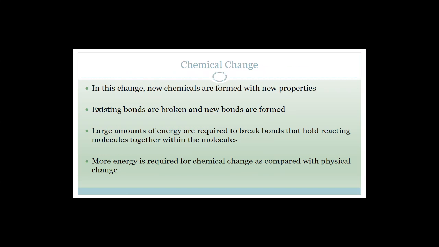Right, chemical change. Now, this is different because new chemicals are formed with new properties. The existing bonds, so we're talking the ionic bonds, the covalent bonds, and possibly the metallic bonds, are broken and new bonds are formed. This is very important, and this is where we start having our chemical reactions. Large amounts of energy are required to break the bonds that hold the reacting molecules together within the molecules. More energy is required for chemical change as compared with physical change, which makes sense because before you were just breaking the intermolecular forces, but now you're breaking the intramolecular forces, which includes your ionic, covalent, and metallic bonds.